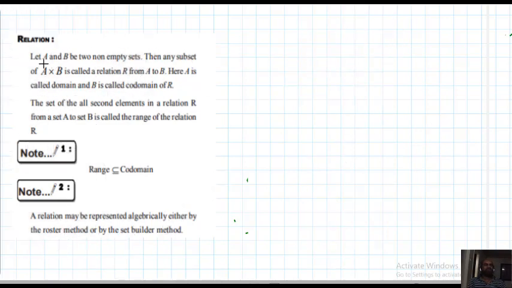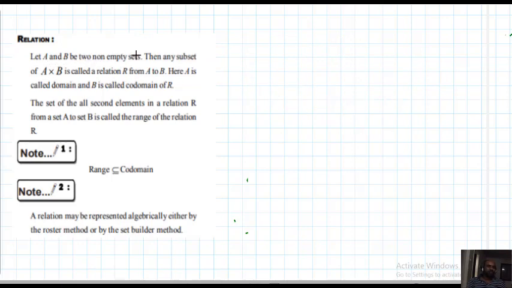Okay, students, now I want to read the definition. Let A and B be two non-empty sets. Then any subset of A cross B is called a relation R from A to B. Here A is called the domain and B is called the codomain of R. So range is different, no? I just want to clarify. R is a relation. The set of first components of ordered pairs of R is called the domain. The set of second components of ordered pairs of R is called the range. But here B is called the codomain of the relation. That is the difference between range and codomain. So range is a part of codomain.